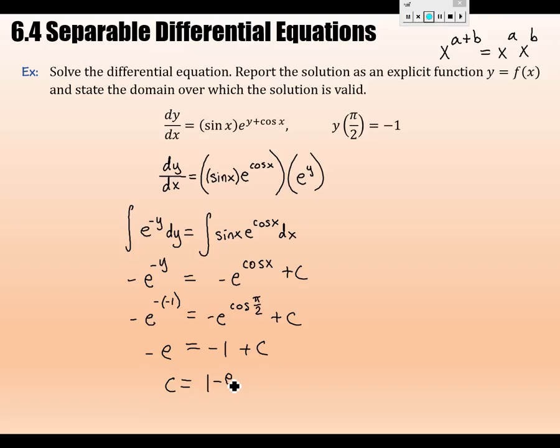Right? Good. It did still say to solve this for y though. So where's our actual equation? There. So it's negative e to the negative y equals negative e to the cosine x plus 1 minus e. Beautiful. Solving for y now. Yeah, we're going to need some logarithms or something maybe along the way. Let me get rid of that negative first, just because I feel like it. So solving for y does require a logarithm, that's true.